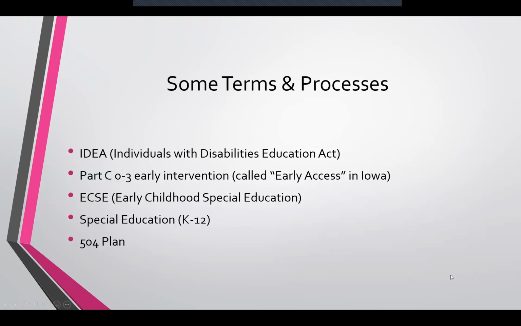Okay, so we're going to go through a few different terms here and a few different processes that go with these different aspects of special education. So the overall federal law that covers special education is called IDEA. The part of it that covers services for young kids here in Iowa is called early access. Other places you may hear it referred to as 0 to 3 or Part C. That just means it's a part of the big long law.